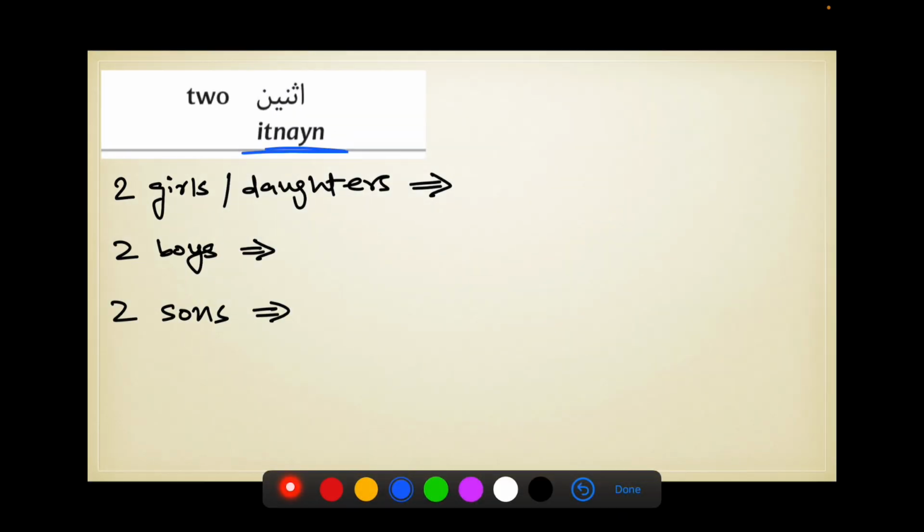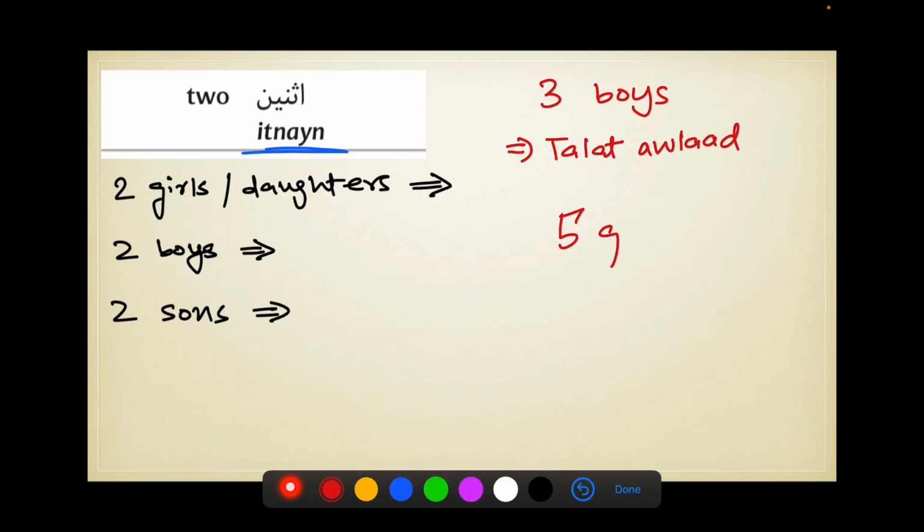I need you to remember something here: while using other numbers in front of any word, like 3 boys, we usually write ثلاث أولاد, or maybe 5 girls, we will write خمس بنات.